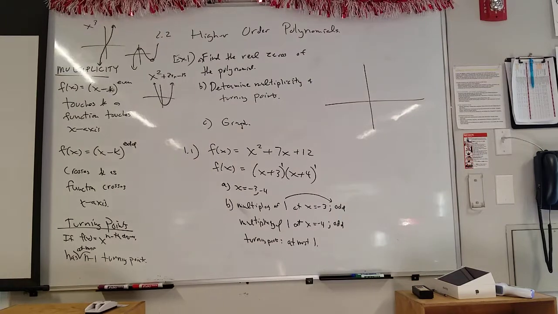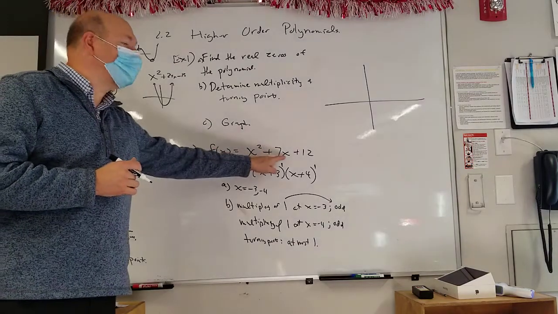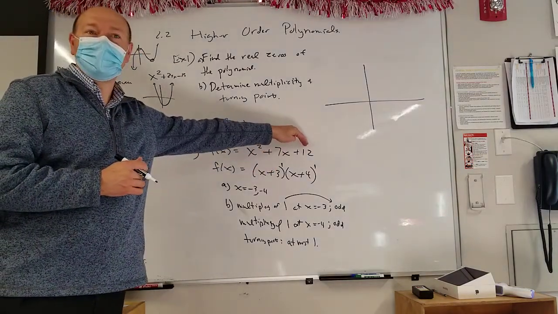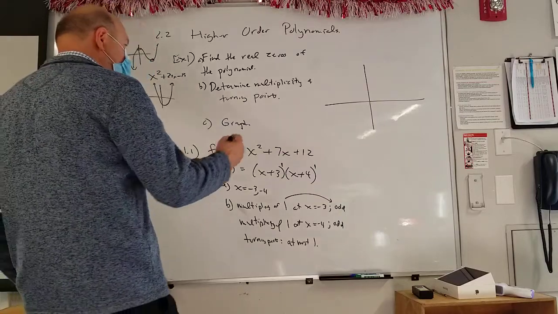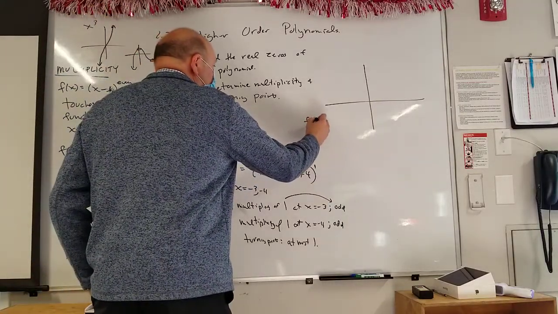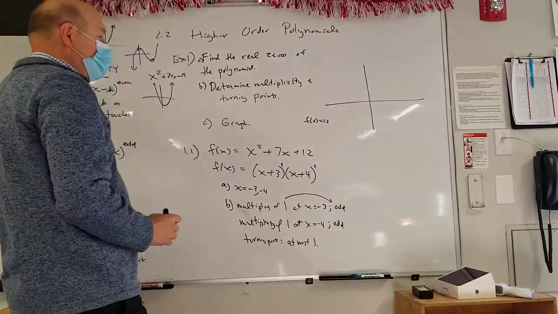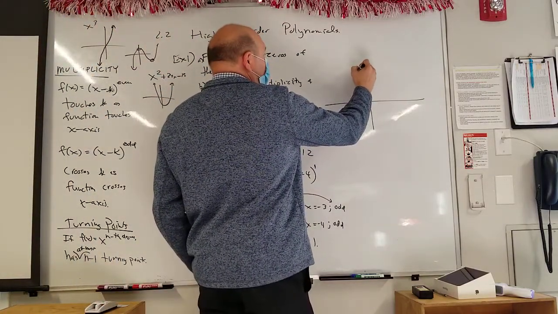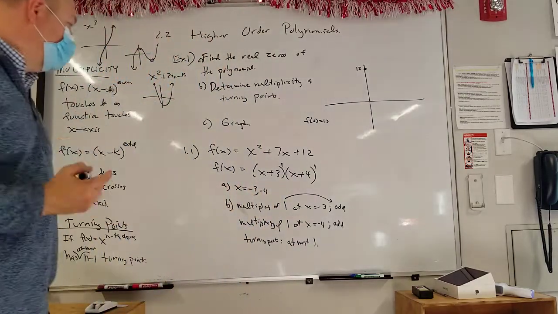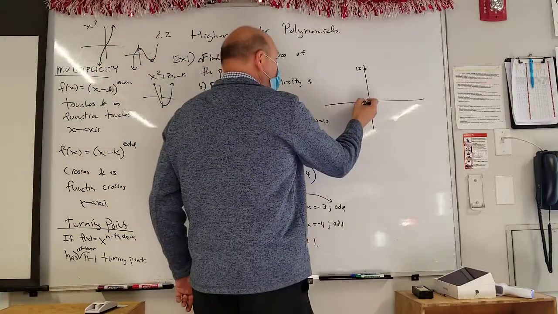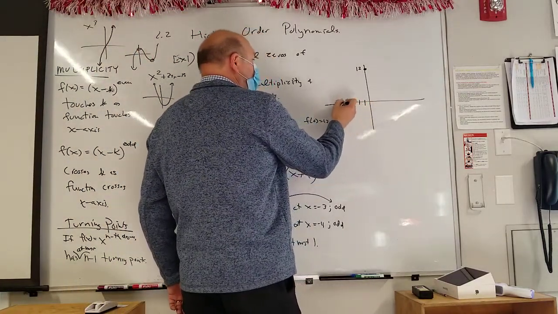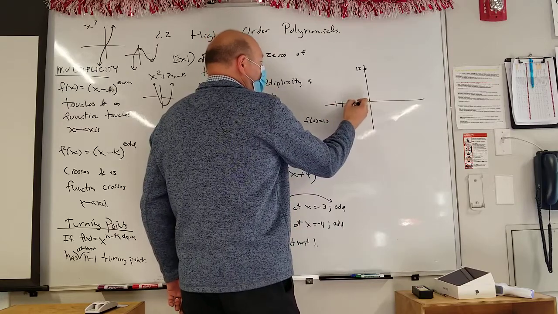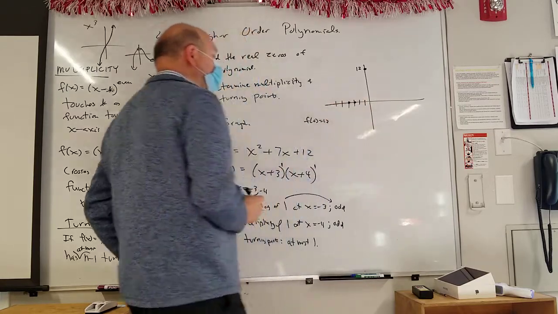At 12. If that's a 0 and that's a 0, the only thing remaining is 12. So you can put over here f of 0 equals 12. So I'm going to just plot 12 right up here. Zeros are at -3. So I'm going 1, 2, 3, 4, 5, whatever. I got a 0 here. I got a 0 here.